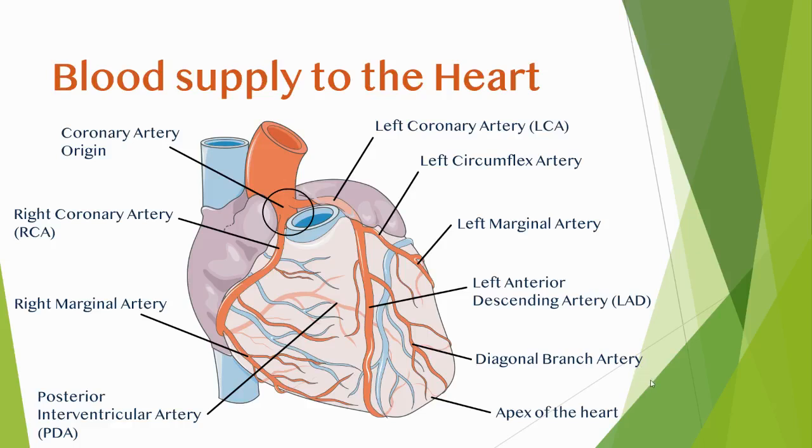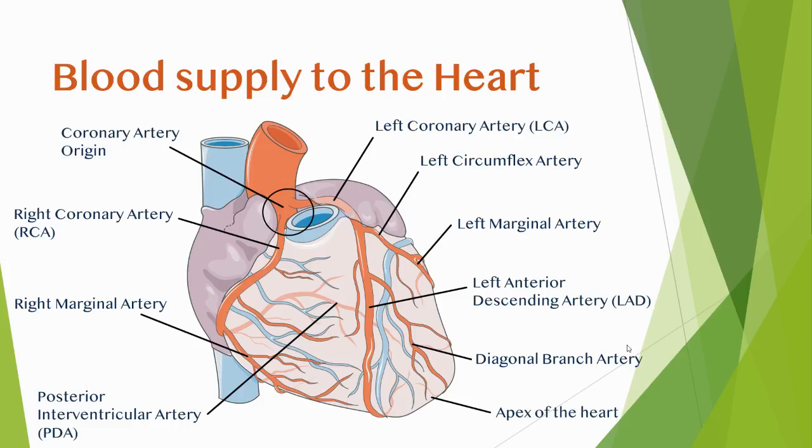In some people, though, the PDA is a pretty dominant vessel arising off of the RCA, and it does supply a pretty large portion of the inferior wall. The second main artery coming off of that initial branch is going to be the left coronary artery. So the left coronary artery really very quickly splits into two main key arteries, and that's going to be your left circumflex artery, which wraps around the left side of the heart to supply blood to that left wall of the heart. And then you've also got your left anterior descending artery, your LAD.